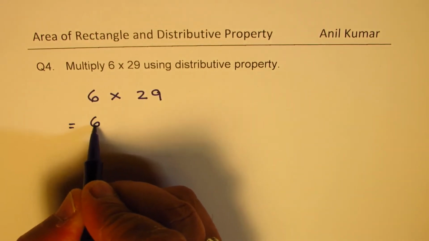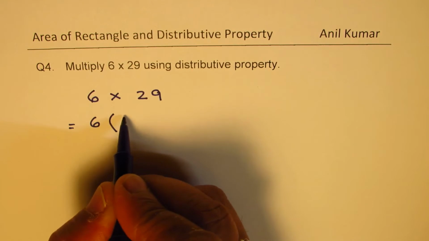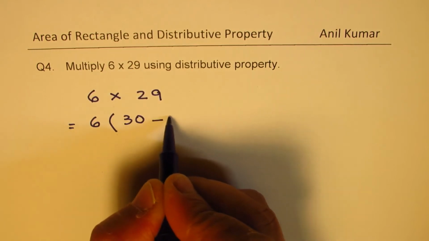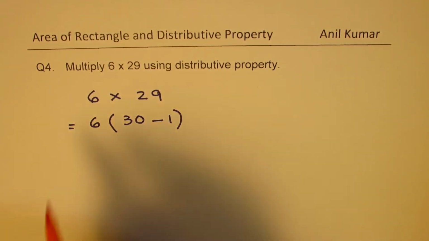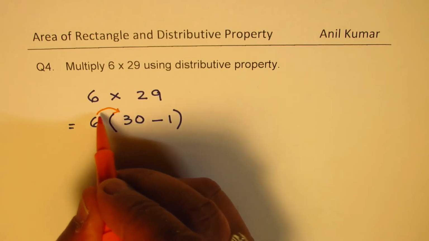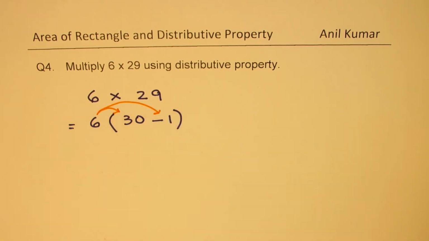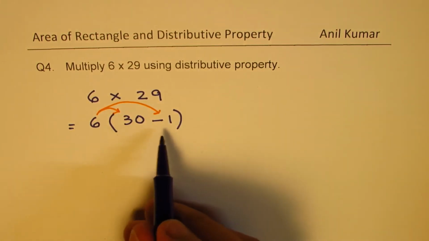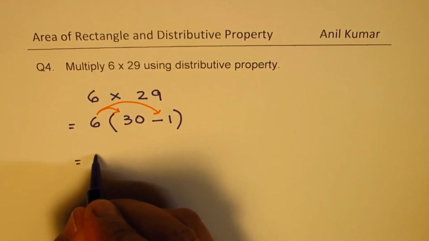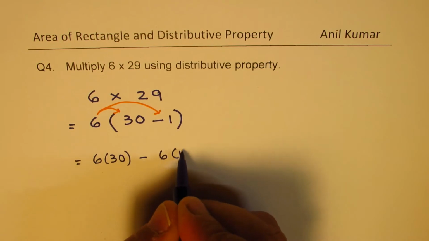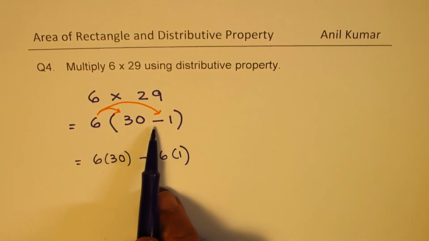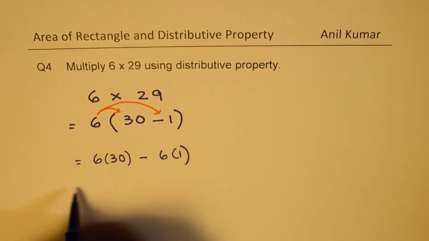Now 29 can be written as what? 29 can be written as 30 minus 1, correct? Now that makes multiplication simpler. Now applying the distributive property, we will first multiply 30 by 6 and then 1 by 6, and we'll take away. So this is equal to 6 times 30 minus 6 times 1. Note that we could use plus or minus, any operator within the brackets. That's the whole idea, right?